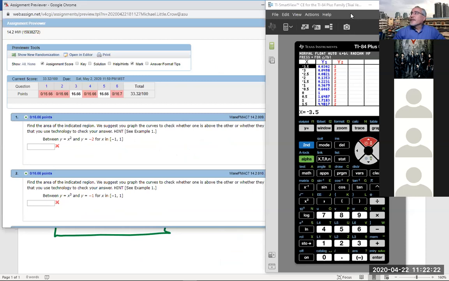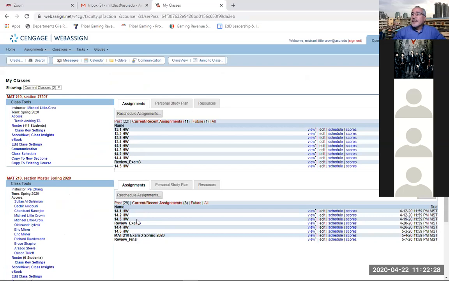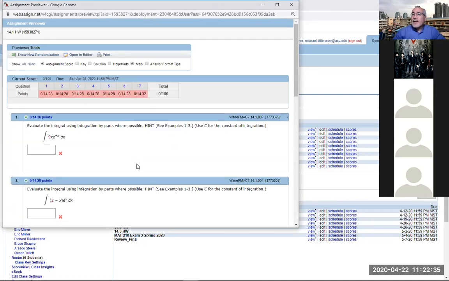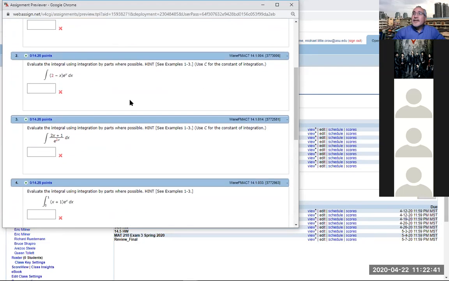This was 2, so let me get rid of that. 14.1, here we go. Which one first? 2 and number 4. Those are going to be very similar. The difference is one has a negative, one doesn't. But let's see, what were we doing? Integration by parts. Okay, I had to think what we were doing.